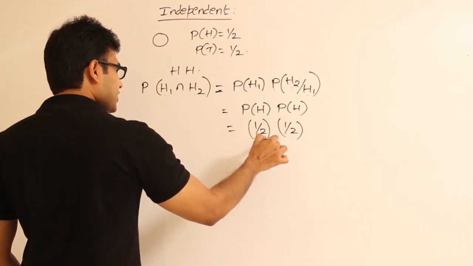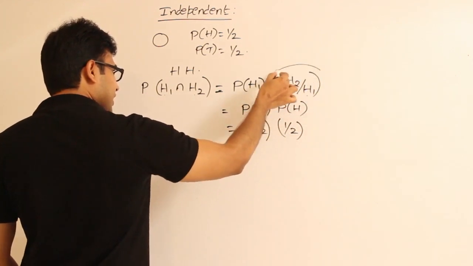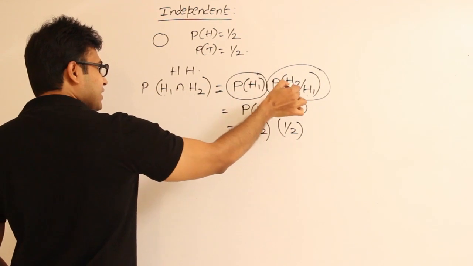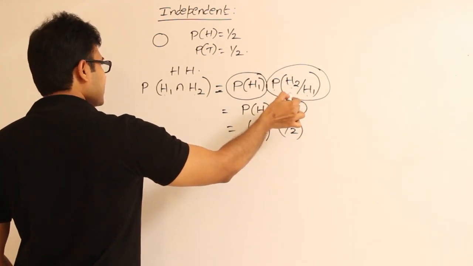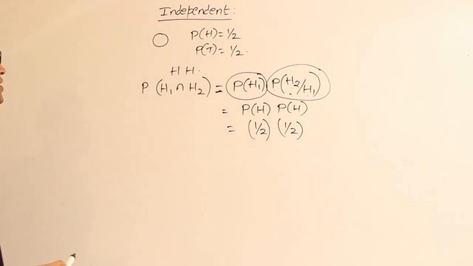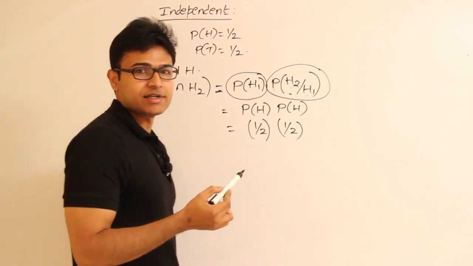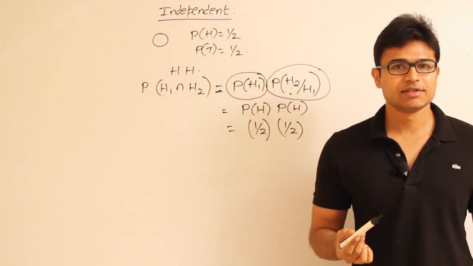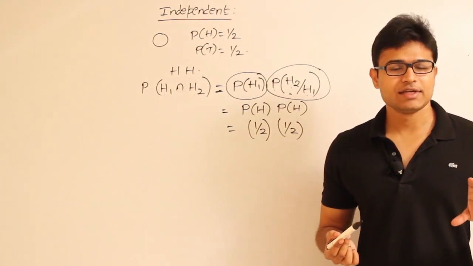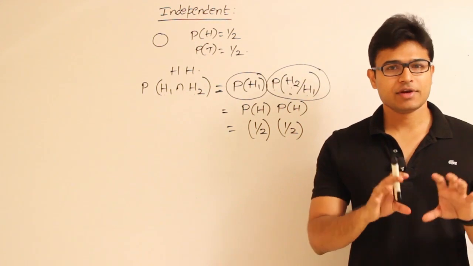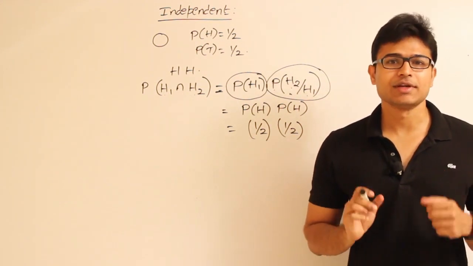So what I mean to say is, the probability of getting a head, given that already a head has occurred, didn't change, it didn't increase, or it didn't decrease. Therefore such events are called independent events. So don't get confused between mutually exclusive events and independent events. Mutually exclusive events are events which have the same sample space, but they don't have anything in intersection.